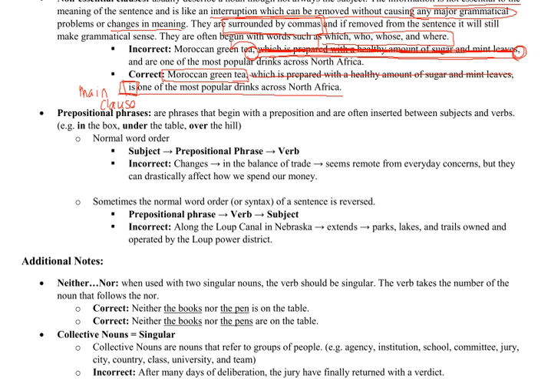Prepositional phrases are another way that they try to separate the subject and the verb to make things more confusing. They are phrases that begin with a preposition. They're often inserted between subjects and verbs: in the box, under the table, over the hill. All right, those are those linking words. And as a reminder, prepositions link nouns and all the words describing nouns, so noun phrases. Prepositions do not link verbs.